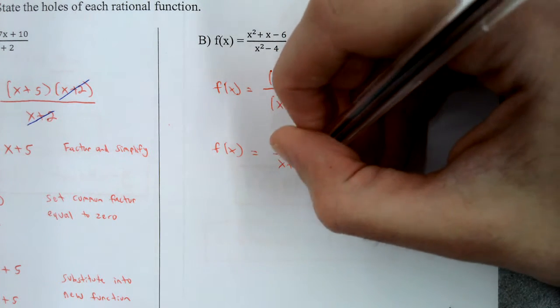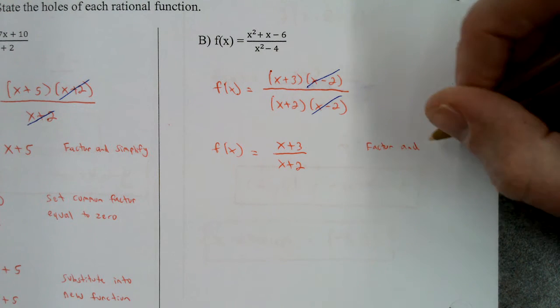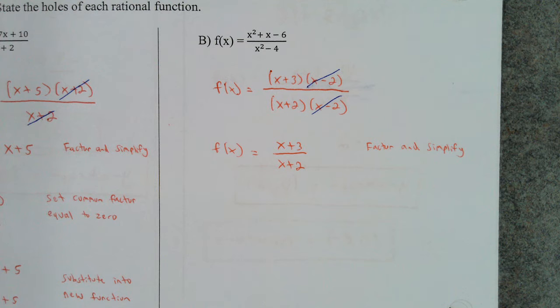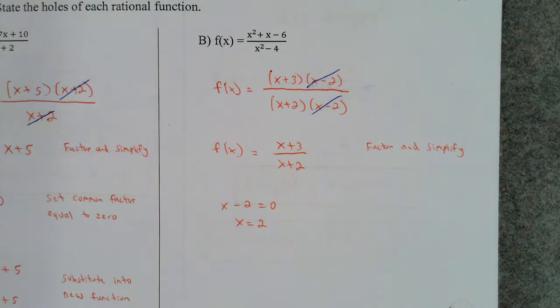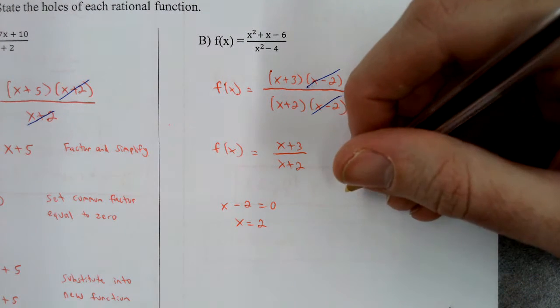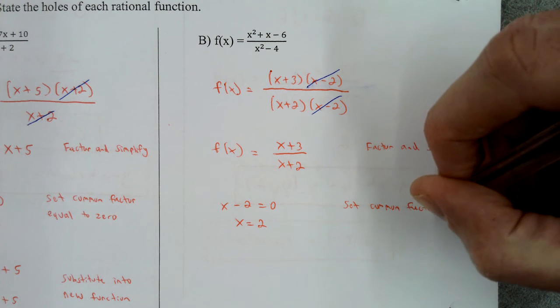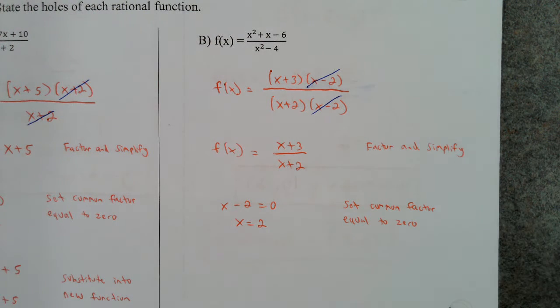So again, let me explain what I'm doing in each step because this is hard. Factor and simplify. That's what I did. Now set the common factor equal to 0 to find the hole. So the common factor that we divided out was x minus 2. So I'm going to do x minus 2 equals 0, which gives me x equals 2. So I'll say set common factor equal to 0 again. So that's the x value of the hole.